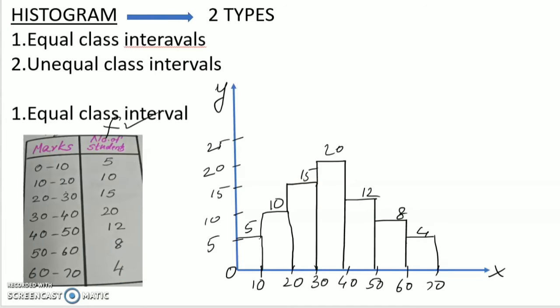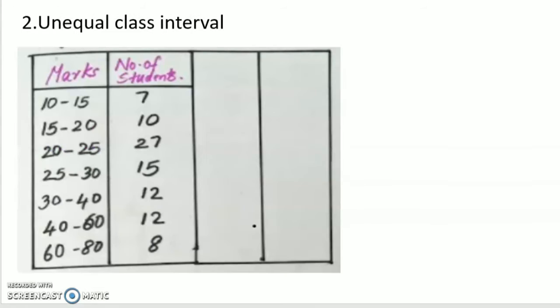Okay, this is a histogram with equal class interval. Now next is a histogram with unequal class interval. The other example is given here. This is marks and this is number of students, that is frequency. And if it is unequal class interval, we have to do two steps here. First of all, just write the difference here, that is, for marks, its class interval is different.